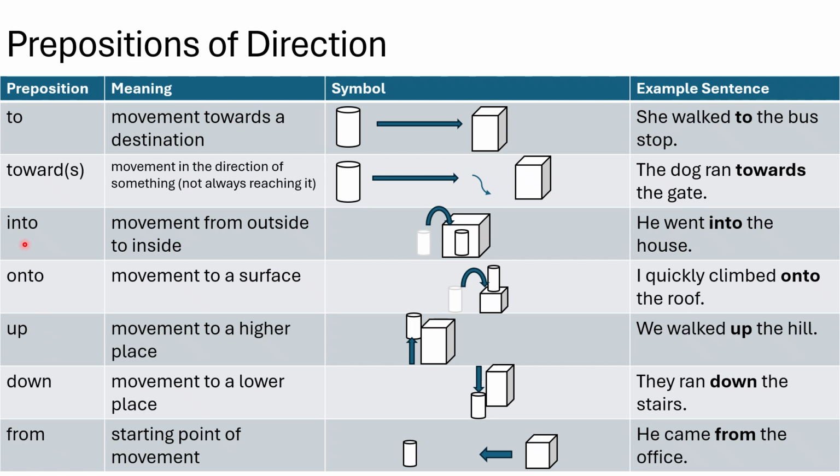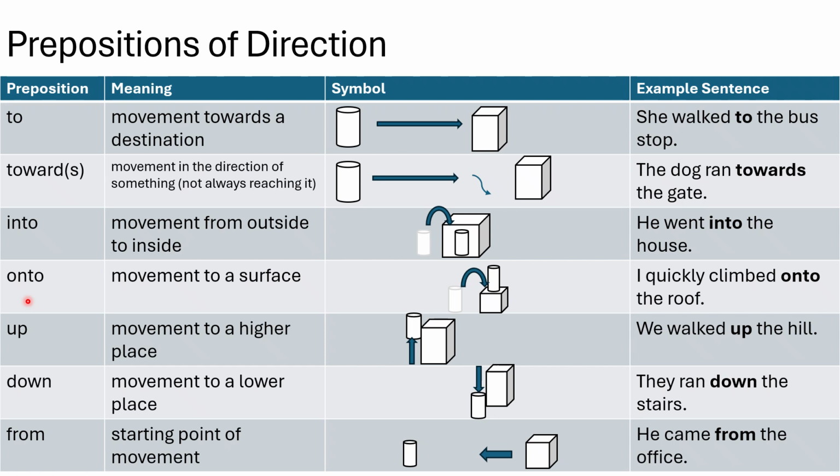The preposition into means movement from outside to inside. This symbol illustrates the cylinder moving into the box. Listen to the example sentence. He went into the house.